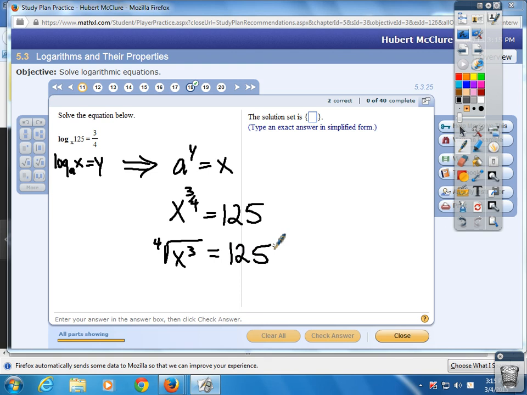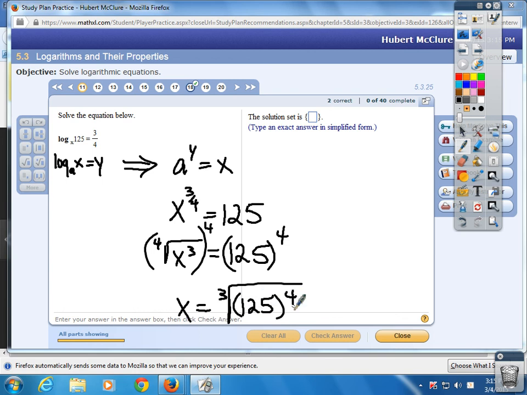How do you undo a fourth root? You raise it to the fourth power. And then x is equal to the cube root of 125 to the fourth power. Well, you don't need your calculator yet. X is equal to the cube root of 125 to the third power times 125 to the first power. And what's the cube root of 125 to the third power?